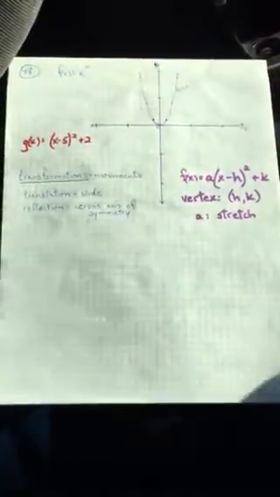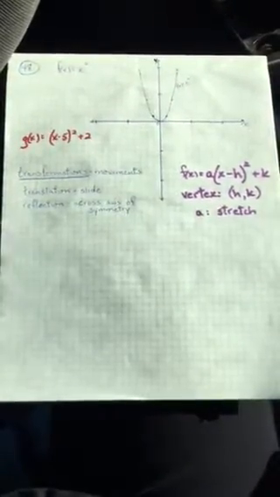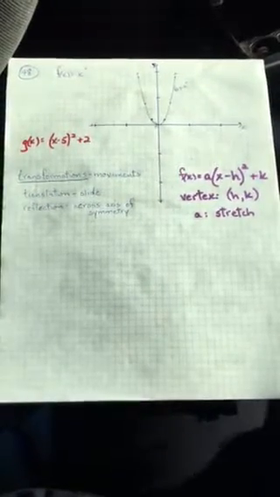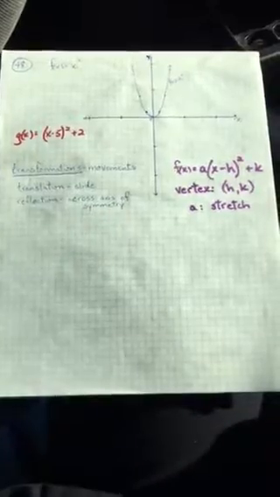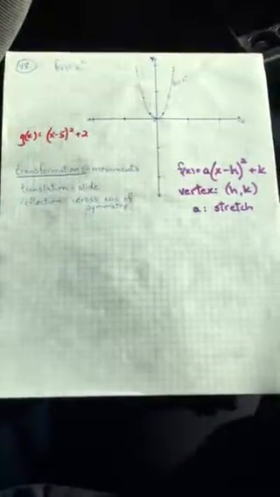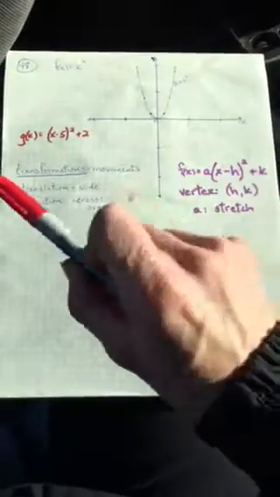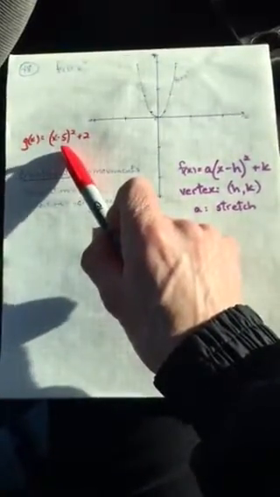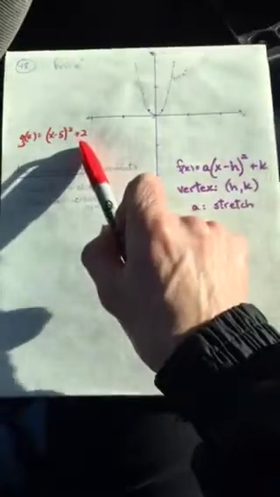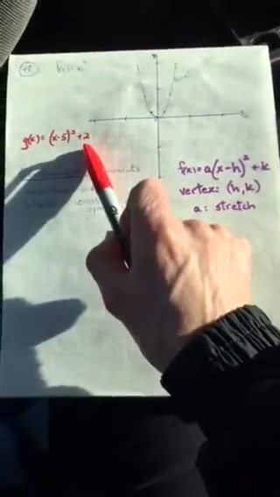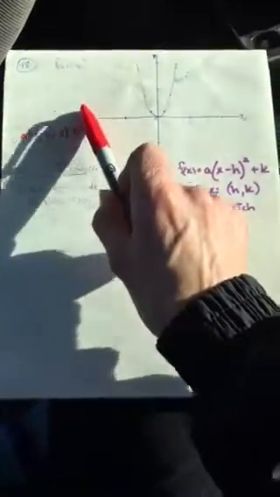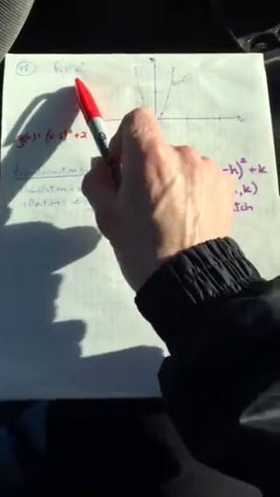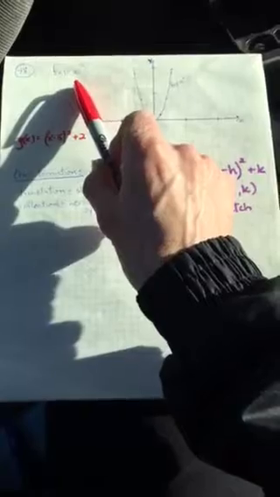It says using f of x equals x squared as a guide, then describe the transformations and then graph the function right here. So g of x equals the quantity x minus 5 squared plus 2. All right, so a couple of things. First of all, remember that f of x equals x squared, that's the parent.